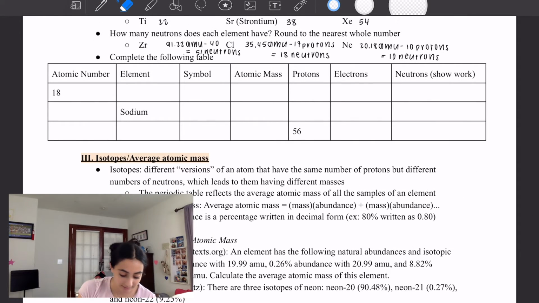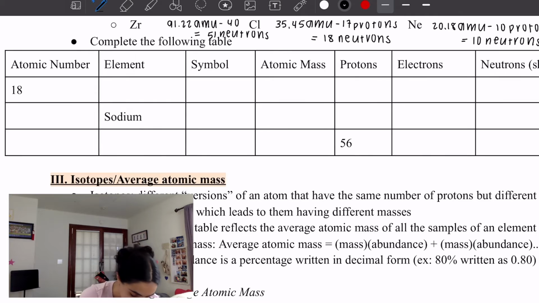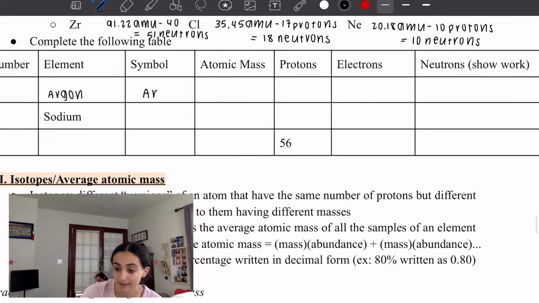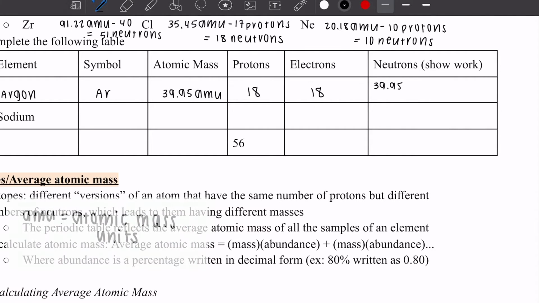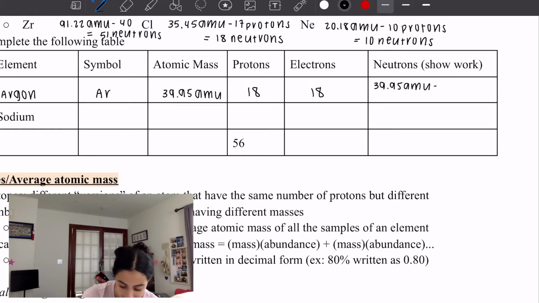So we are going to do this table. If you would like, you can pause and try it on your own. Highly recommend. So for the first one, we have element number 18. That element is argon with the symbol of Ar. The atomic mass is 39.95. Because the atomic number is 18, there will be 18 protons and there will be 18 electrons. And then for the neutrons, we can do 39.95 minus 18 protons, and we get 22 neutrons.